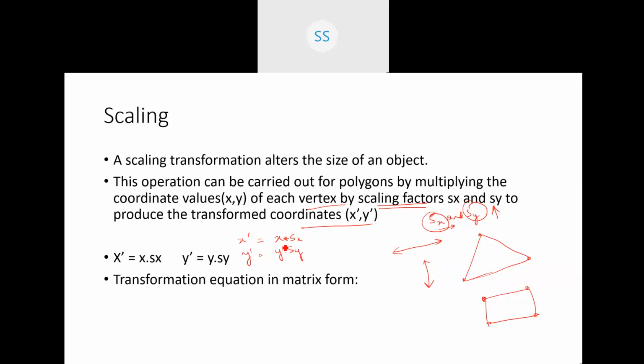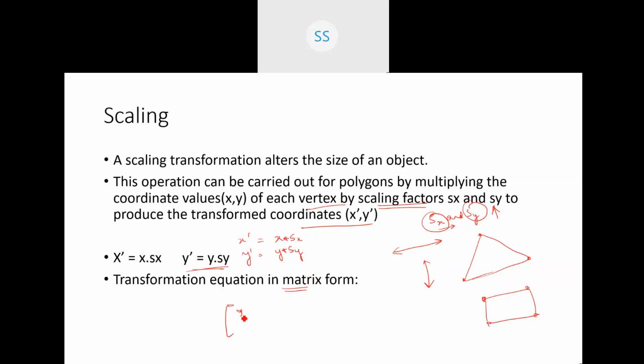So, അങ്ങനെയാണ് നമ്മൾ കാണിച്ചിട്ടുള്ള relationship between x and x dash when a scaling factor is said to be applied or a scaling transformation is said to be applied. Now, how do you show this equation? ഈ ഒരു equation നമുക്ക് എങ്ങനെയാണ് matrix ഫോമിൽ കാണിക്കുന്നത്?